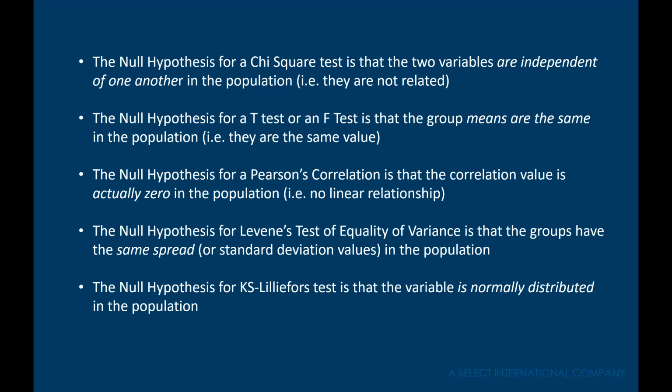So knowing what the null hypothesis is associated with the test is critical to know whether or not you accept or reject. What is it that you're accepting or rejecting? Obviously, you need to know that. Okay, so let's start with our first example.